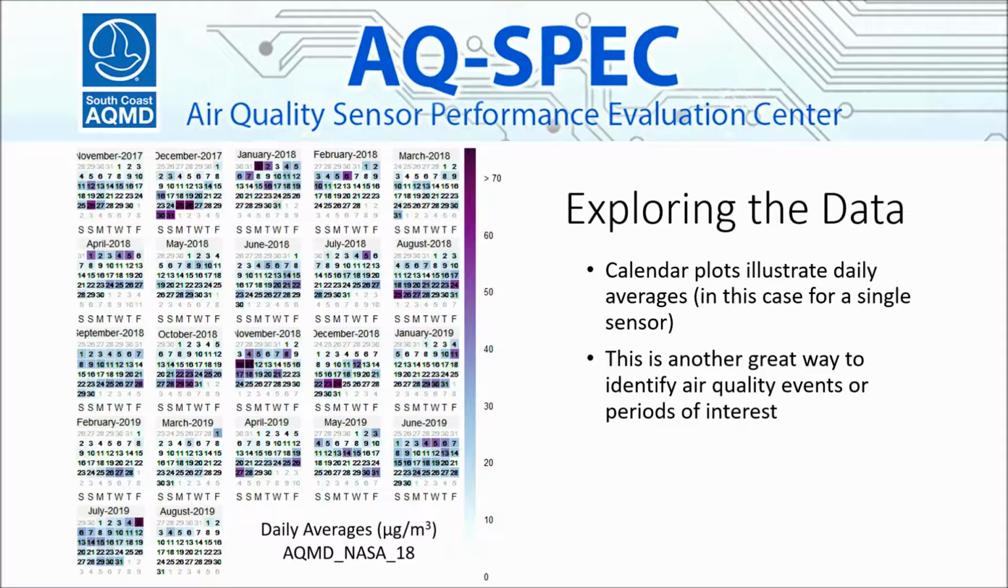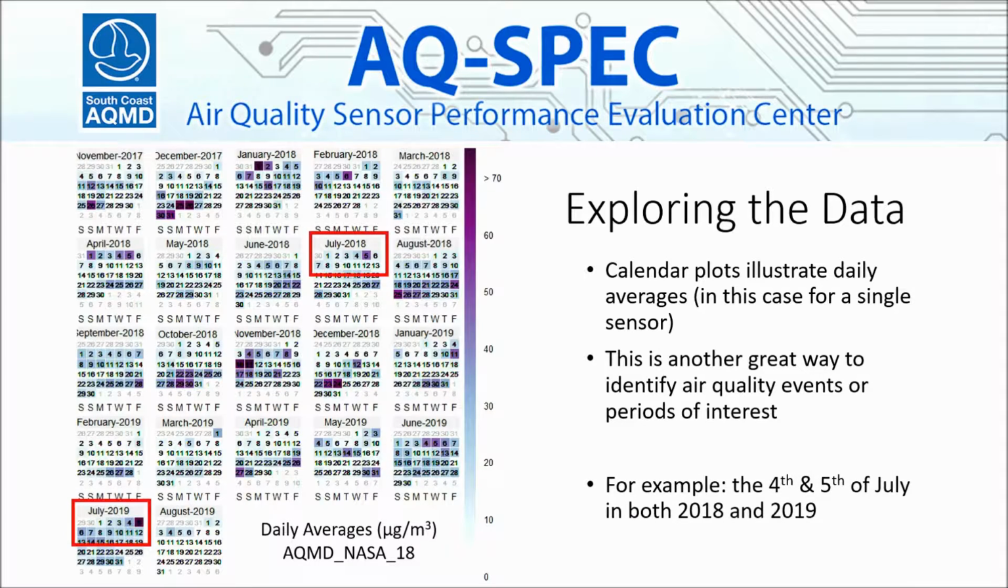I selected that sensor because it was pretty central to the network and it had quite a lot of complete data. This is a great way to get an overview of the data and start to zoom into air quality events that you might want to learn more about. So going back to the 4th of July, we see that event pop up for this sensor as well.